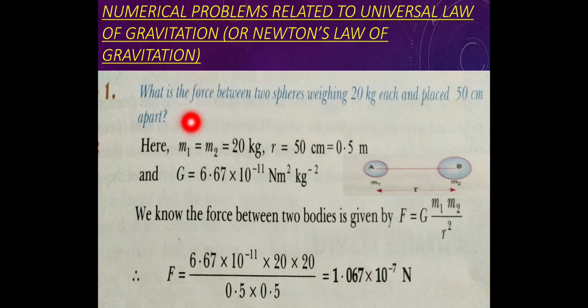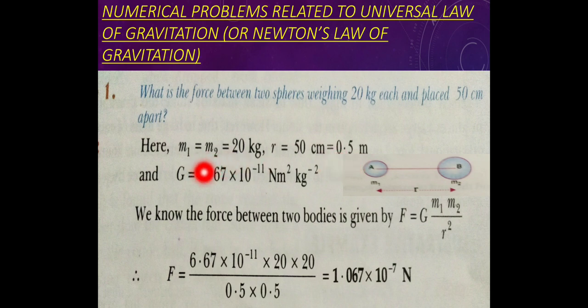centimeter apart? That means there are two spheres and both are 20 kg. So here M1 is equal to M2, both are 20 kg. The distance between them, that is R, is 50 centimeter. But we have to change it into SI unit, that is meter, and 1 meter is equal to 100 centimeter. So you will get the answer as 0.5 meter.